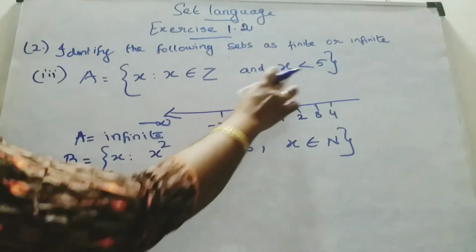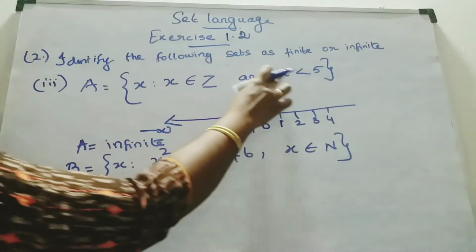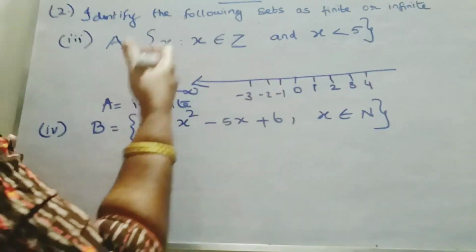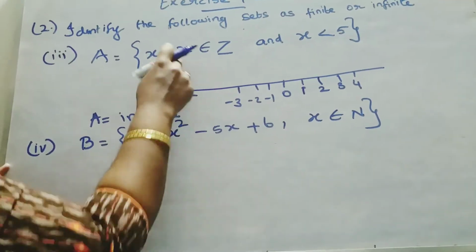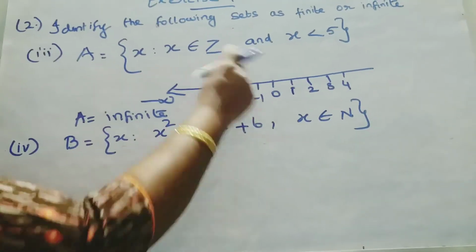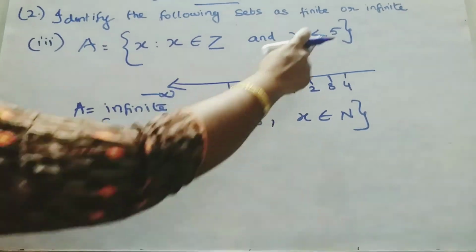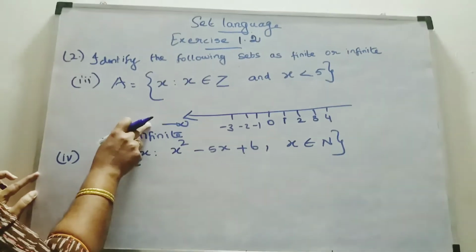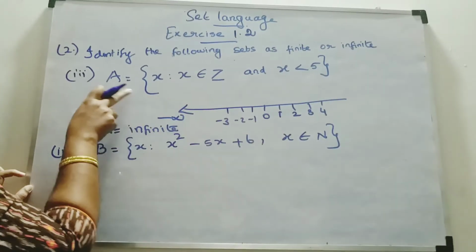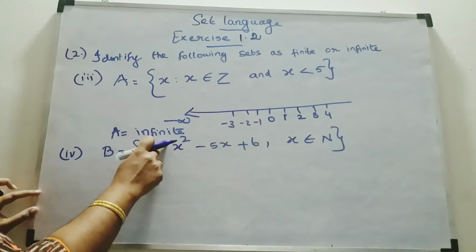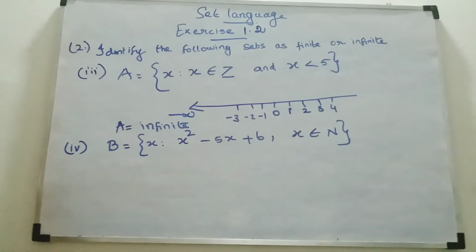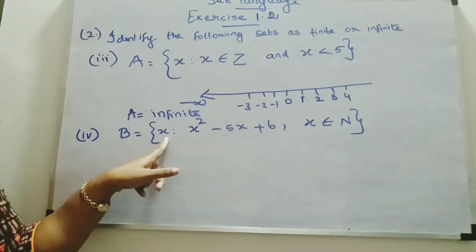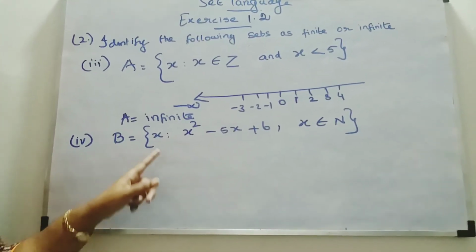There is no restriction or instruction that X should be less than this or that on the negative side. It's mentioned here that X is an element of integers. Here is a restriction, so it's less than 4, but on this side it goes on to minus infinity. So you cannot count the number of elements in this set. So A is infinite.